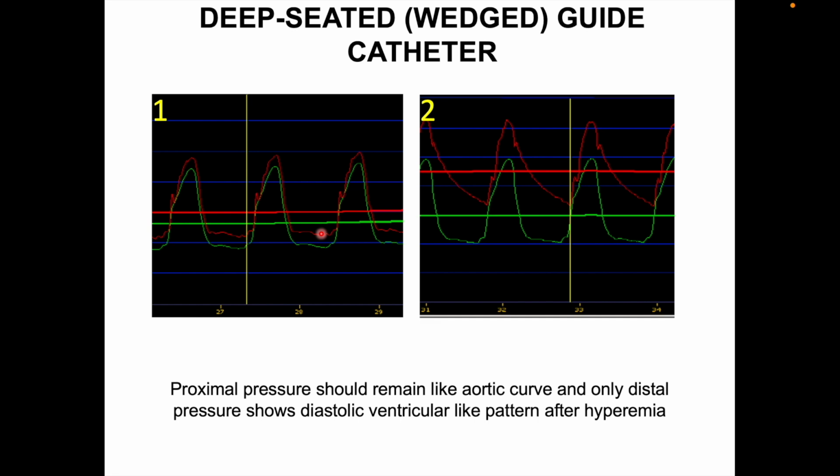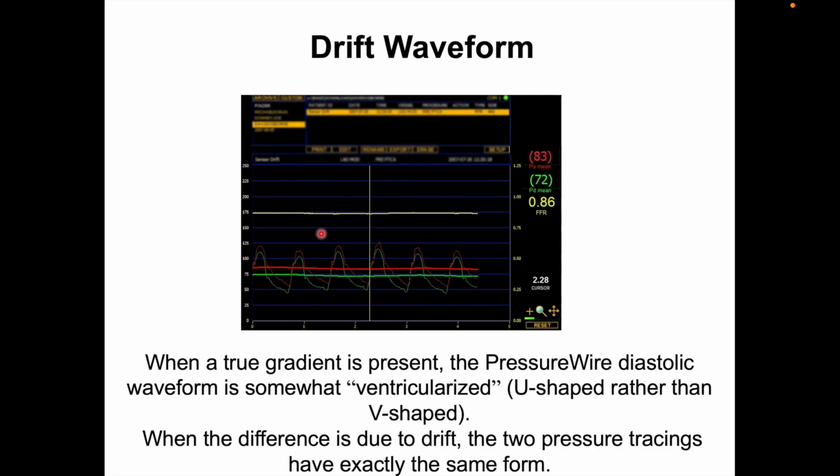The third situation that is possible in this scenario is waveform drift. What happens in drift is you've got a gradient here. There's a difference between the red and the green line, but the green line is also in a V shape. It's not a U shape. So if you have a gradient difference between the two, but the two are both in the same shape like a V, this means this is a drift.